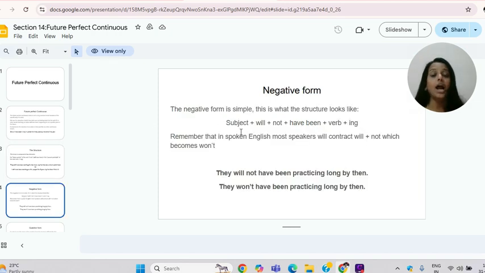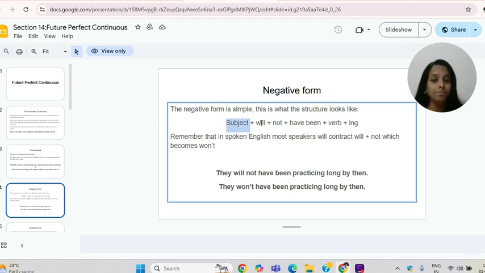And let's see how to frame the negative form using this future perfect continuous tense. It's very simple. The structure is the subject plus will plus not plus have been plus verb plus ing. Remember that in spoken English, most speakers will contract will plus not, like won't. They will not have been practicing long by then. They won't have been practicing long by then. Here, will not have been practicing, and here, won't. It's a contraction we have used.